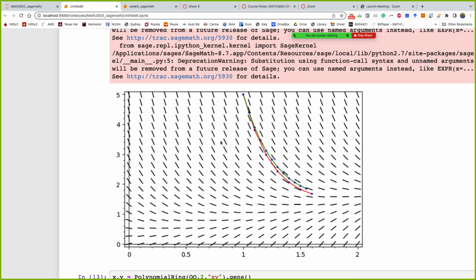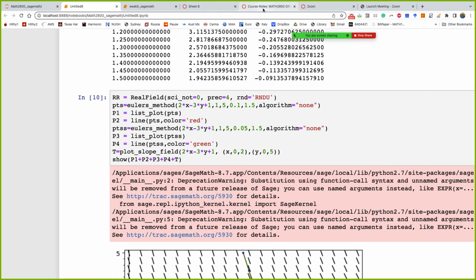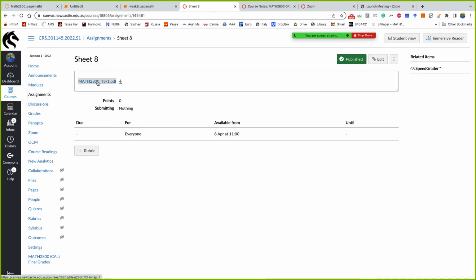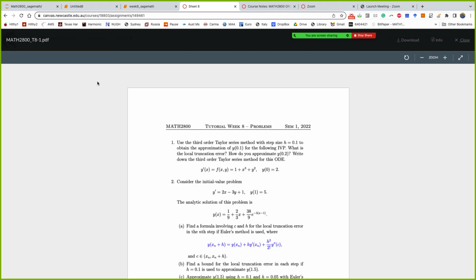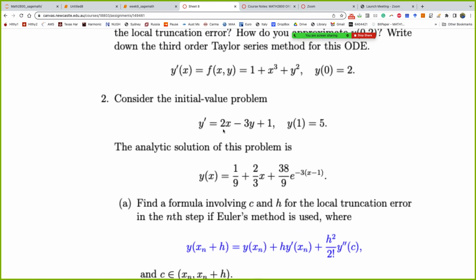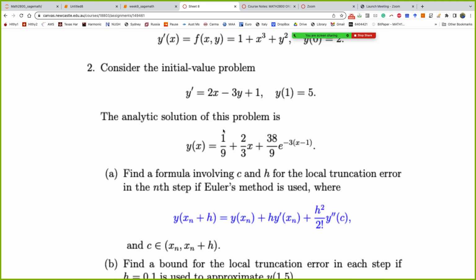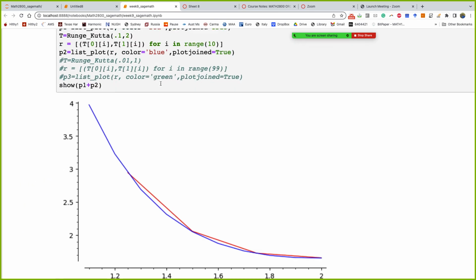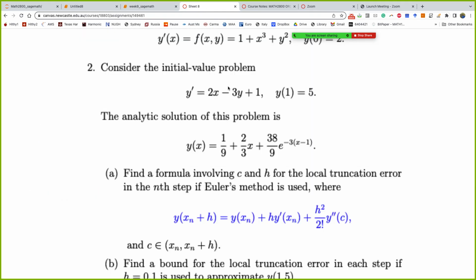Here, now let's go to question 2 of the lecture week 8. Question 2. I don't have the others to do these things for SageMath here. You need to do this one. So you can use the improved Euler method or anything else to do this question.